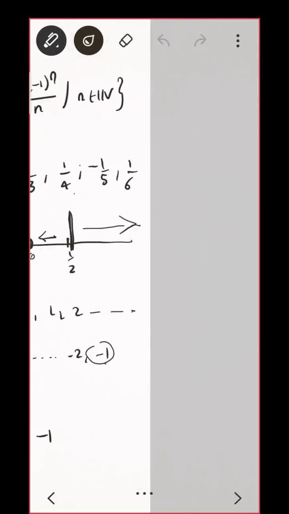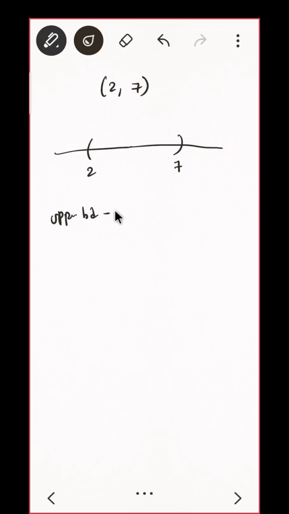2 to 7, that is the simplest one. Can you tell me? Let us draw the interval. Okay, what are the upper bounds? Can you tell me? 7, 8, like that, all the elements. Perfect. Lower bound? Negative 1, 2. Perfect. Yes.